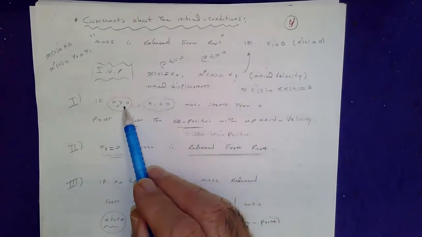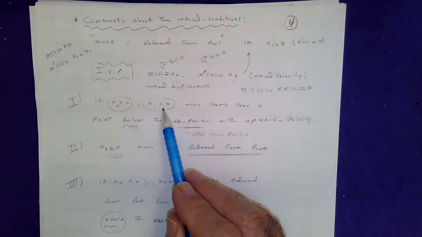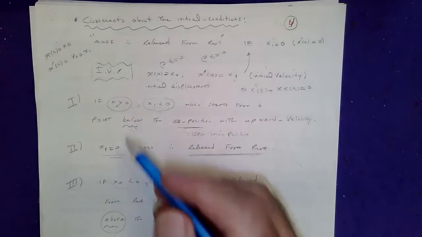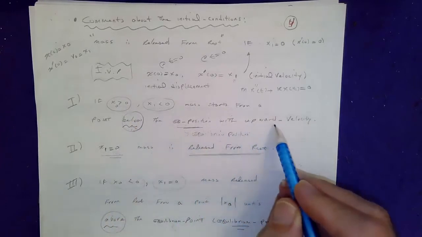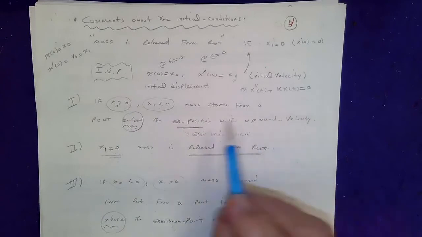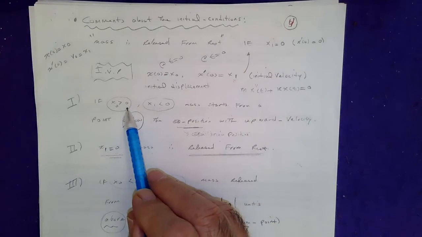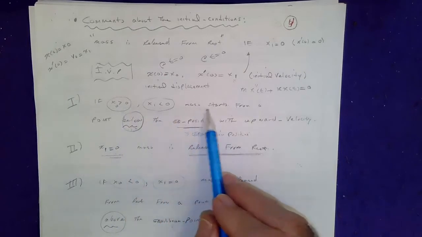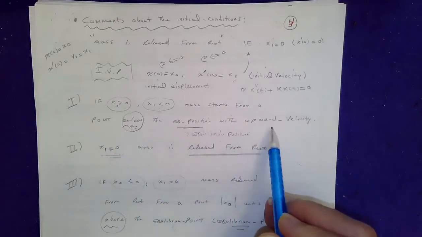If initial displacement is positive, but initial velocity is negative, the mass starts from a point below the equilibrium position with upward velocity. So keep that in mind. Initial displacement is positive, initial velocity is negative. That means the mass starts from a point below the equilibrium position.